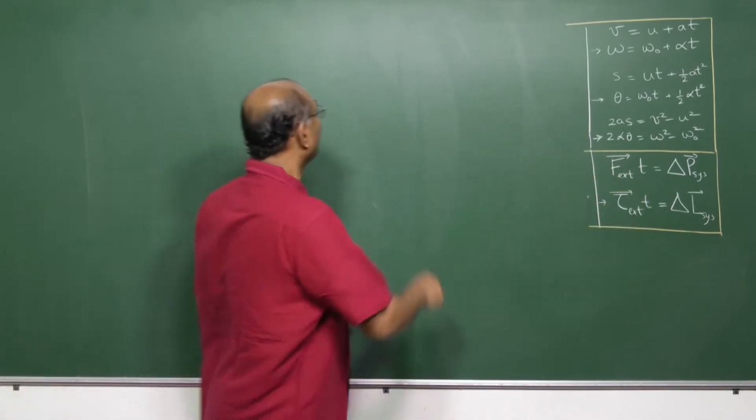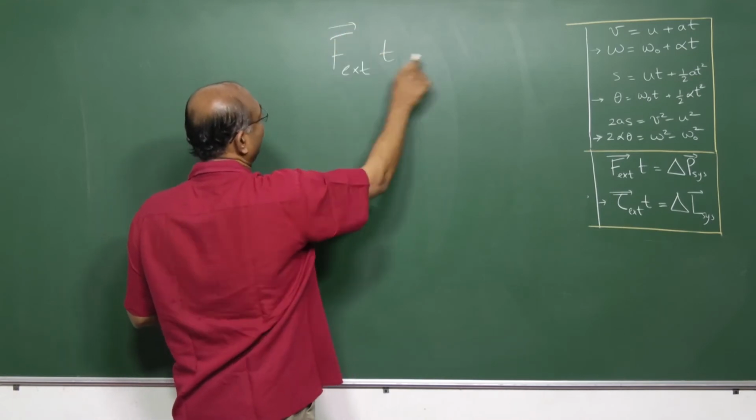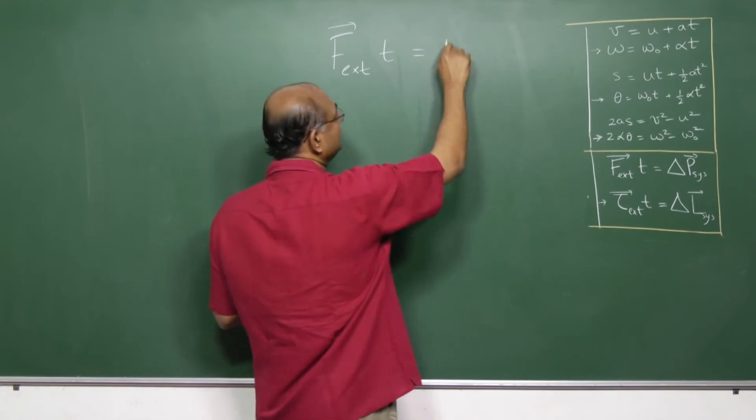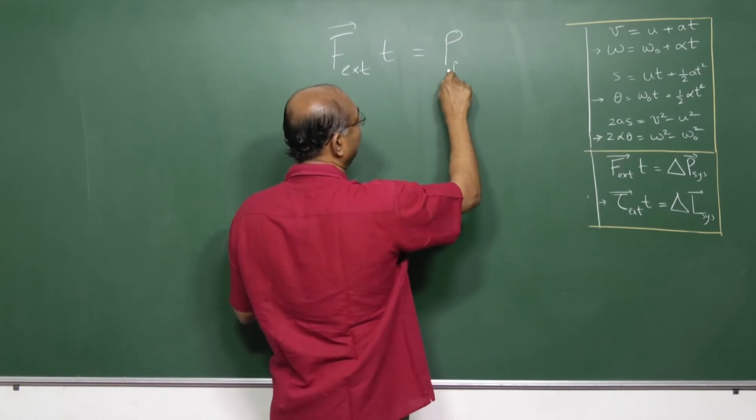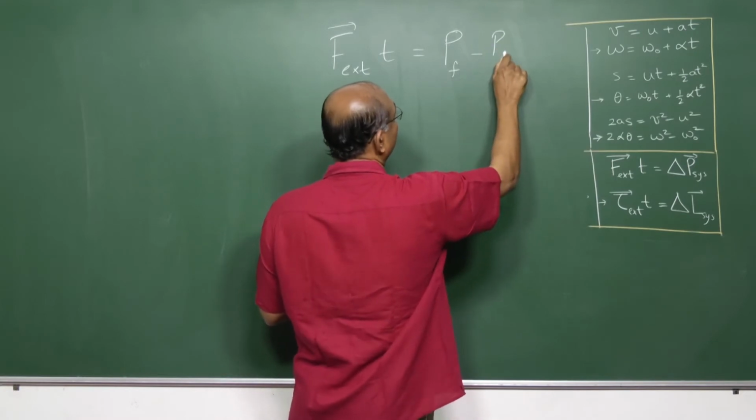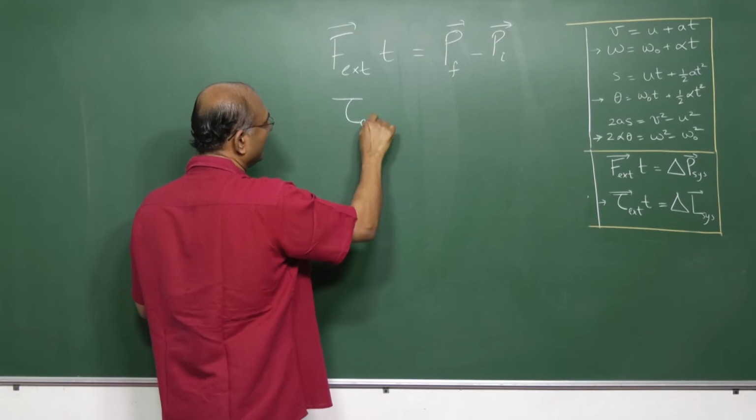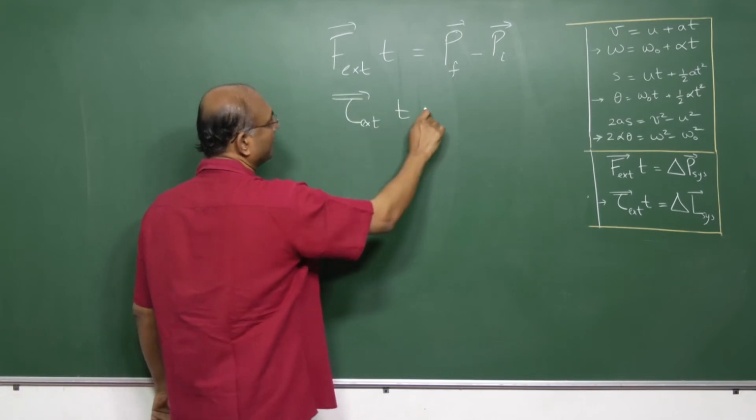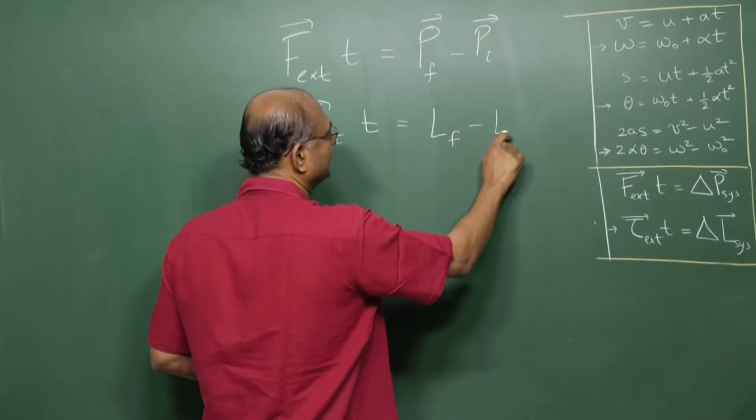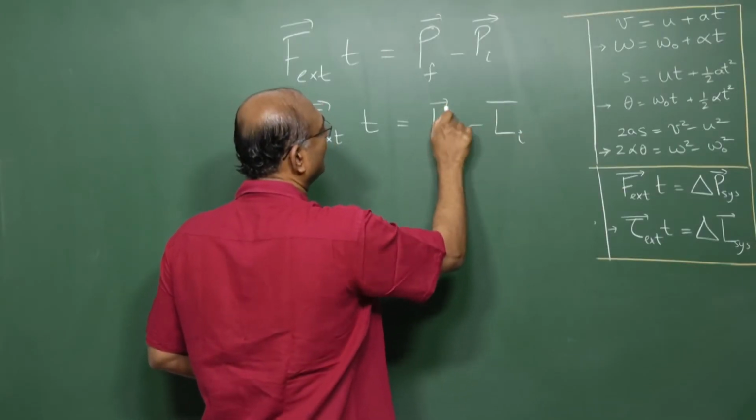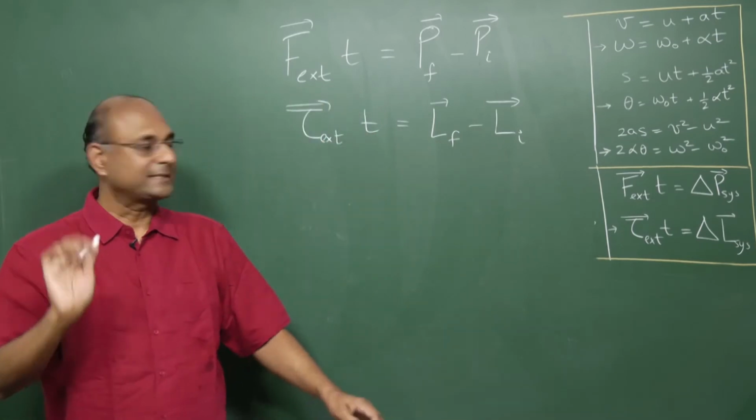Net external force into time is the change in momentum of the system. So this is final momentum minus initial momentum. Torque into time changes the angular momentum, L final minus L initial. And what is angular momentum? Angular momentum is I omega for a fixed axis, only for a fixed axis.